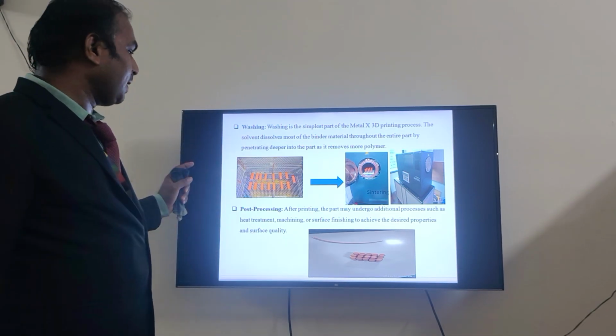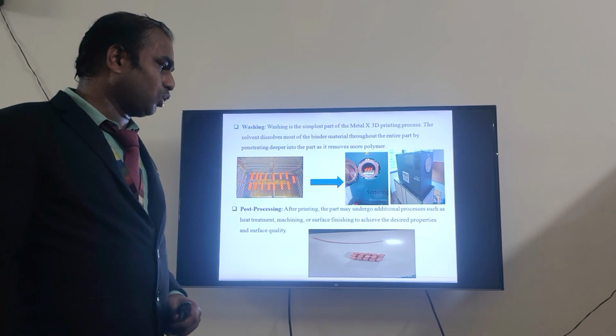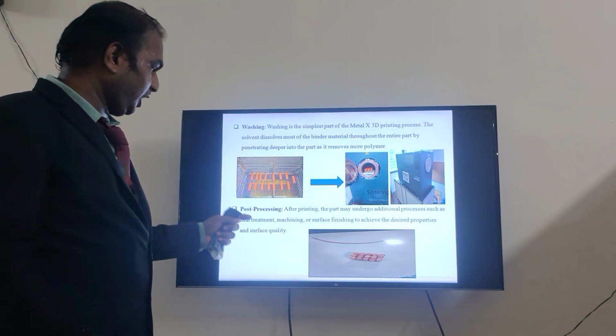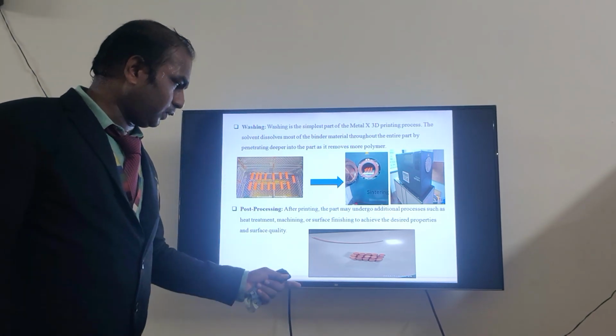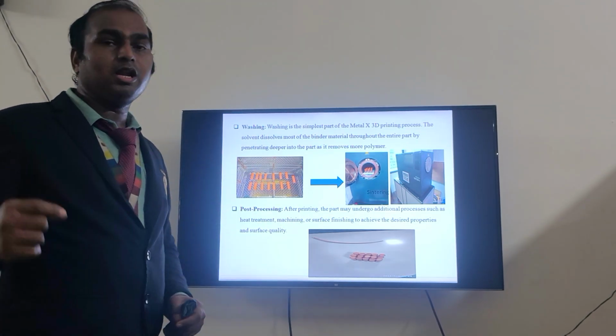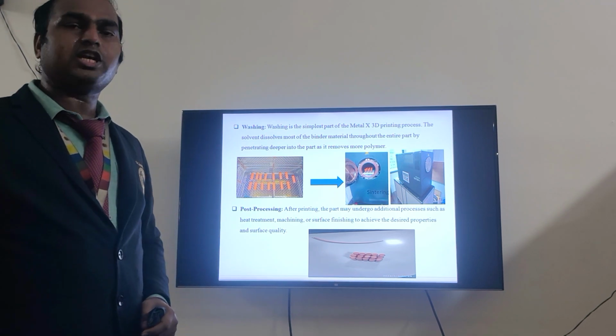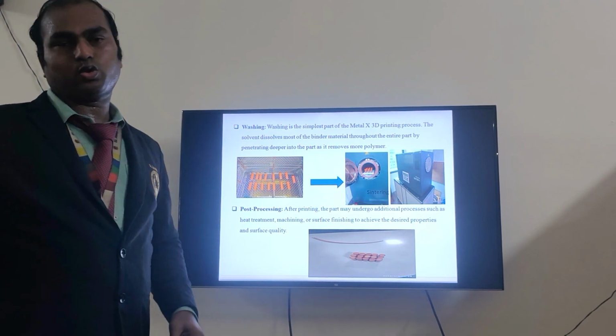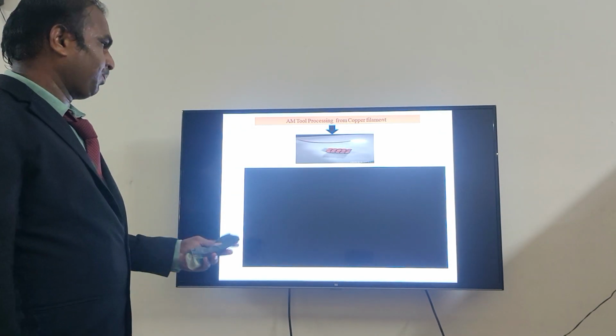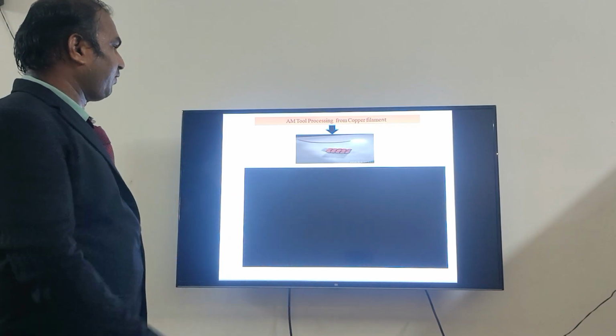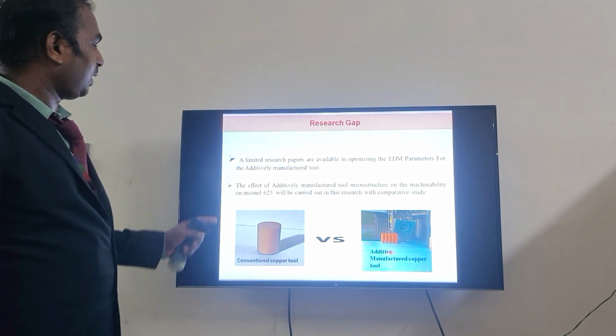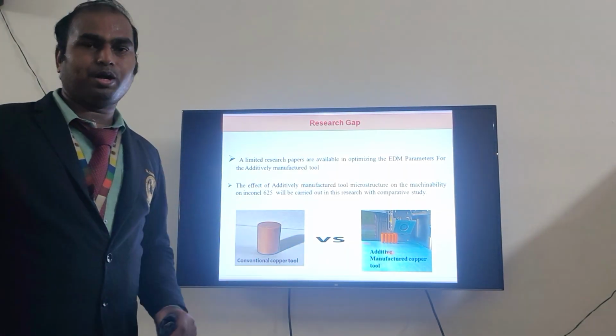In post processing, the printed part undergoes additional processes like heat treatment, machining and surface finishing, in order to have very good mechanical and physical properties and surface quality during the machining process. Next I am going to describe the most important factor in the next slide.